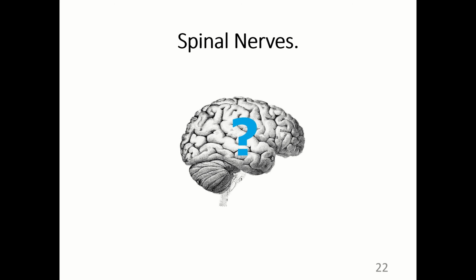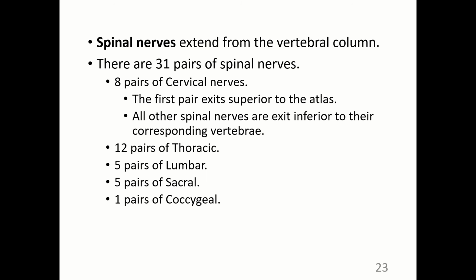Now let's look at spinal nerves. Spinal nerves extend from the vertebral column. There are 31 pairs of spinal nerves, 8 pairs of cervical nerves, 12 pairs of thoracic, 5 pairs of lumbar, 5 pairs of sacral, and 1 pair of coccygeal. If you recall, there are 7 cervical bones, 12 thoracic bones, 5 lumbar bones, and 5 fused sacral bones, and 4 fused coccygeal bones.